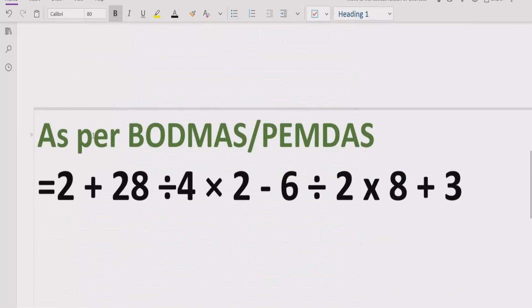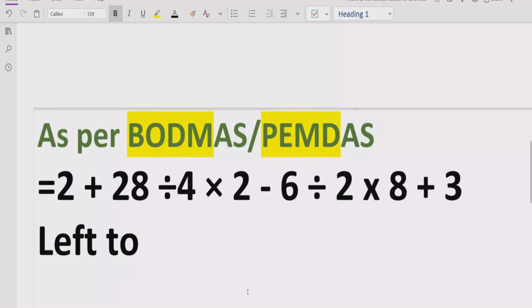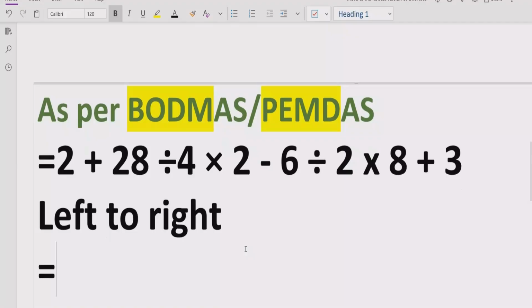So according to the BODMAS and PEMDAS rule, first of all, we have to solve the bracket or parenthesis. But in our expression, we do not have any bracket or parenthesis, so we can skip this one here. Now, again, we have to go for exponent part or order of operation. But in our expression, we do not have any number which has the power. So we can skip this one as well. Now move forward for division and multiplication or multiplication and division. So now this time we have to go left to right and find out which is coming first.